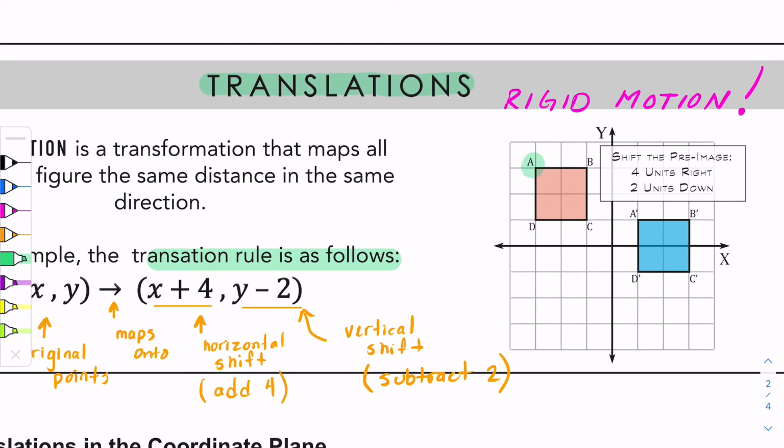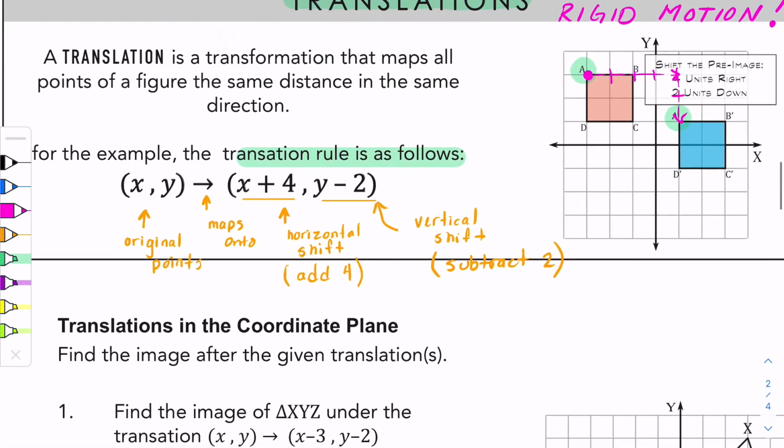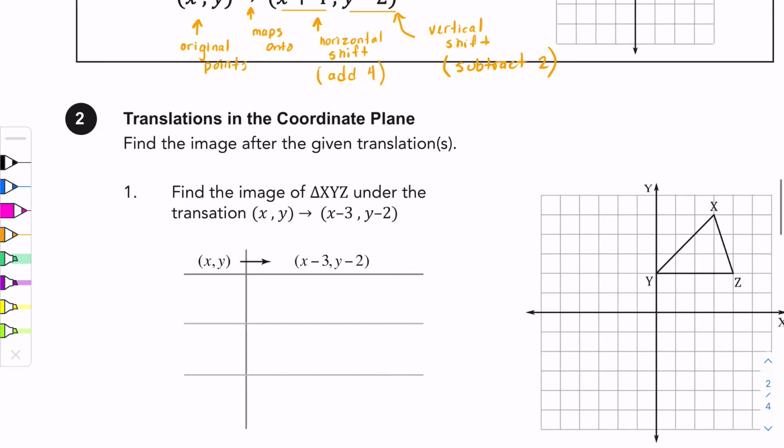Let's take a look at point A. Point A starts at this location, which is at -3, +3. Point A to A prime shifts over 1, 2, 3, 4 units, and then it shifts down 2 units to get to A prime. This example is already completed for you. So let's move down to the example here and let's complete this one together.